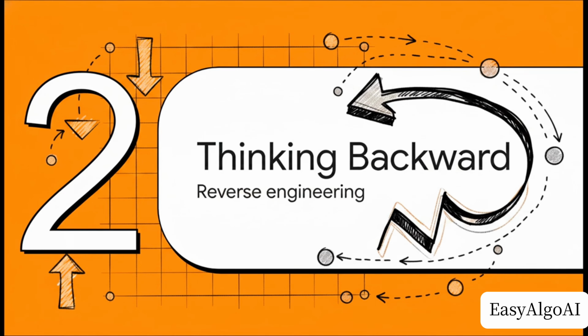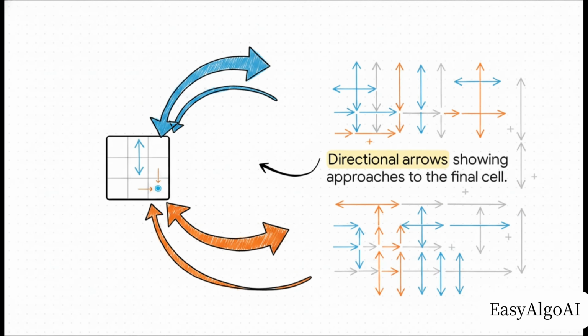Which brings us to part two, thinking backward for solutions. Think about it. If you're standing on that final target cell, there are really only two physical realities based on our movement rules. Since we can only ever travel right or down, we know for absolute certain that our very last step came from either the cell directly above us or the cell directly to our left. Those are literally the only two entry points.